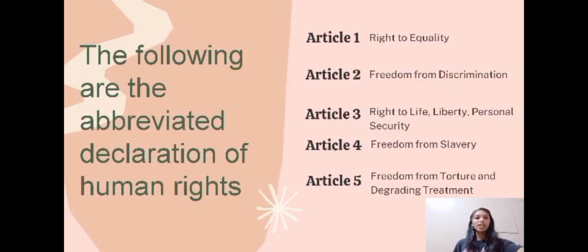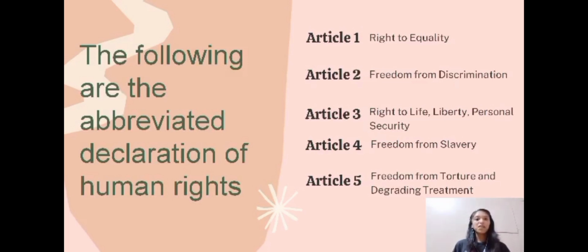Article 3. Right to life, liberty, and personal security. It means that it guarantees our legal rights, which protect our personal autonomy and bodily integrity from laws or actions by the government that violate those rights. Article 4. Freedom from slavery. It means that no one has the right to make us a slave and we cannot make anyone our slave.